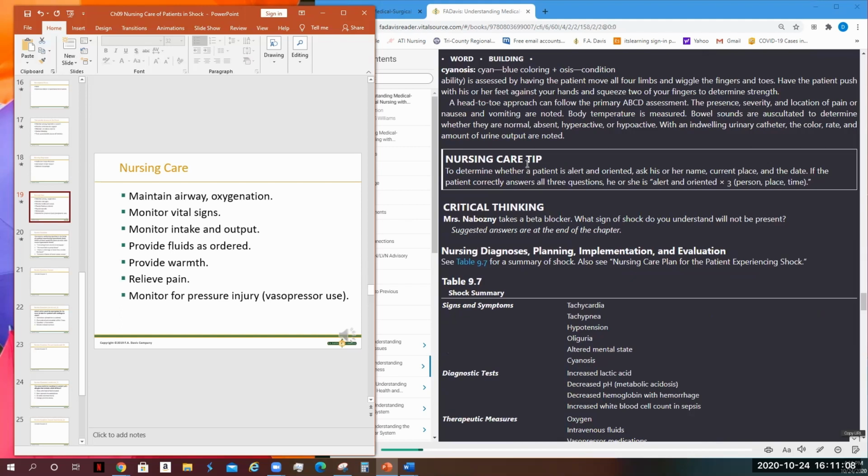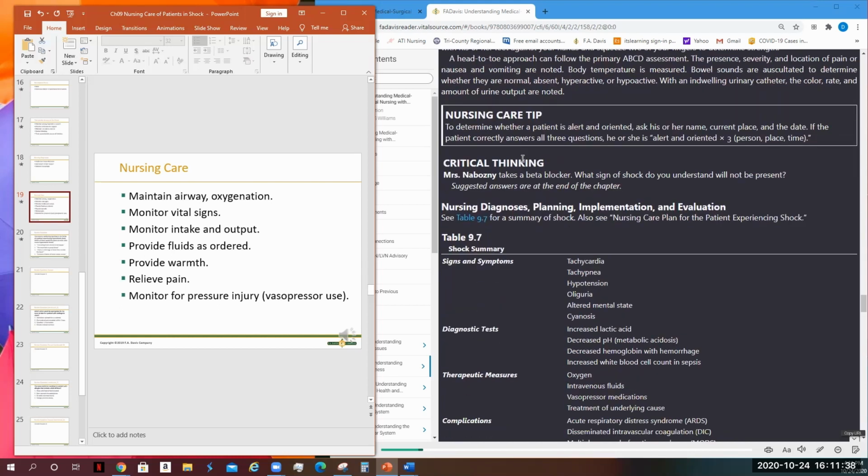Nursing care tip. To determine whether a patient is alert and oriented, ask his or her name, current place, and the date. If the patient correctly answers all three questions, he or she is, quote, alert and oriented times 3, person, place, time, or they've just memorized those answers since they get asked it every day in some places.